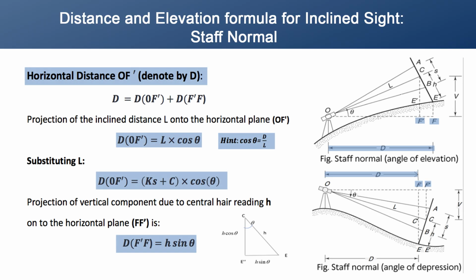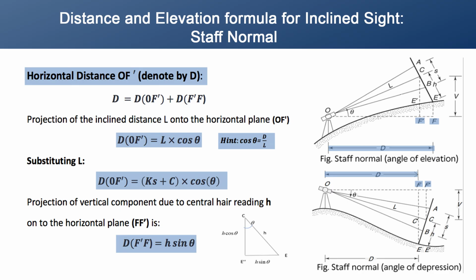So, now let us calculate the horizontal distance capital D for the angle of elevation. So, capital D is equal to D of OF dash plus D of F dash F. To find the horizontal distance D of OF dash, let us project the inclined distance L onto the horizontal plane.